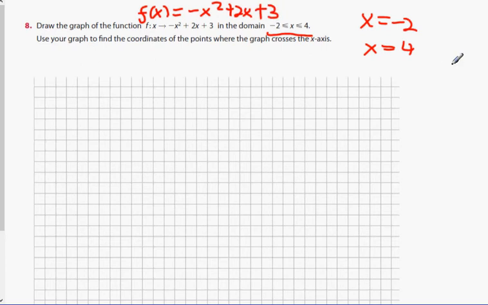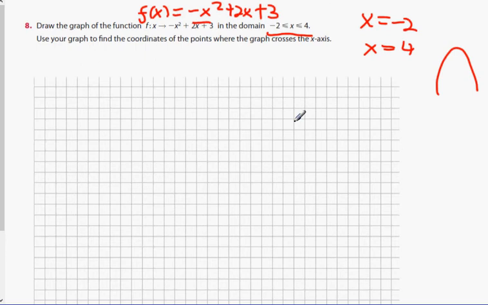It's going to be a curve. Do you understand? It's going to be an n-shaped curve because there's a minus in front of the x squared. That always happens. Always n-shaped. Okay? Use the graph to find the coordinates of the points and where the graph crosses the x-axis.